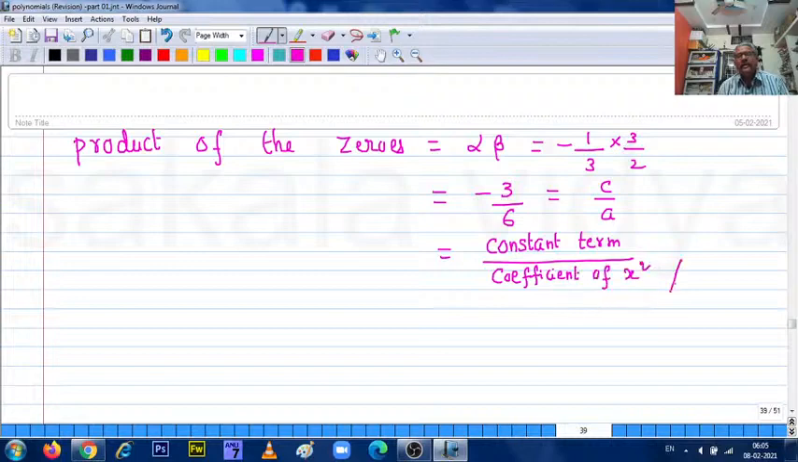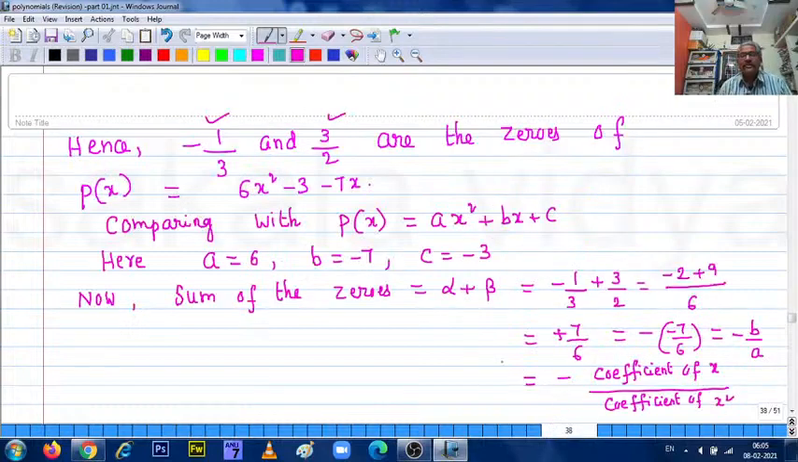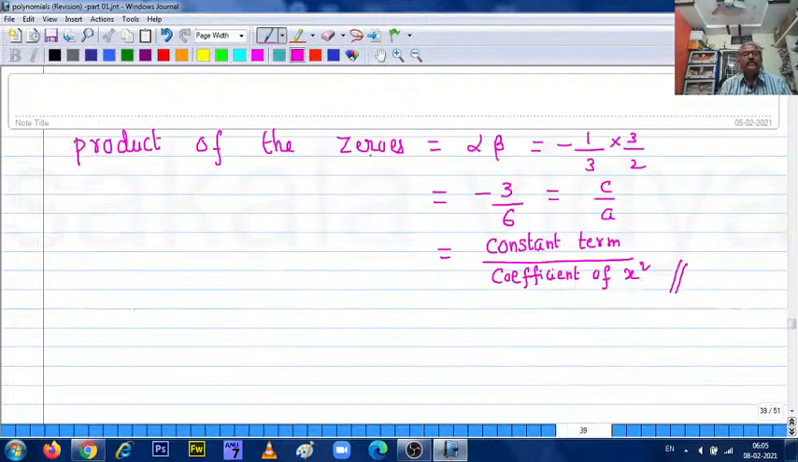So in a quadratic polynomial, now we can conclude that the sum of the zeros equals minus coefficient of x by coefficient of x square, or minus b by a. The product of the zeros is equal to the constant term by coefficient of x square, that is nothing but c by a. This relation is going to be established. You are asked to establish the relation also.